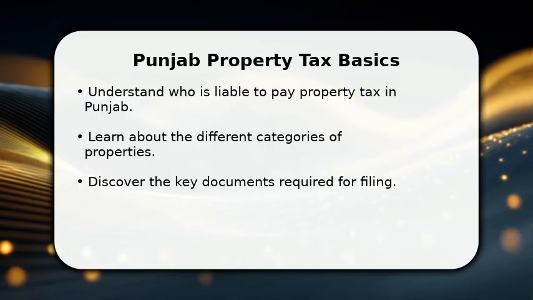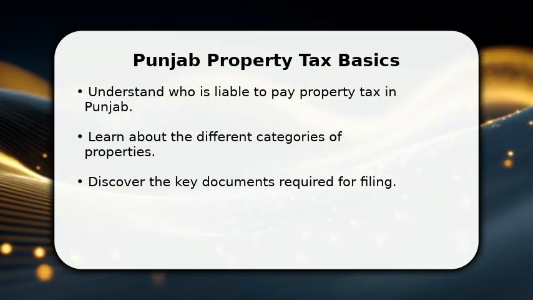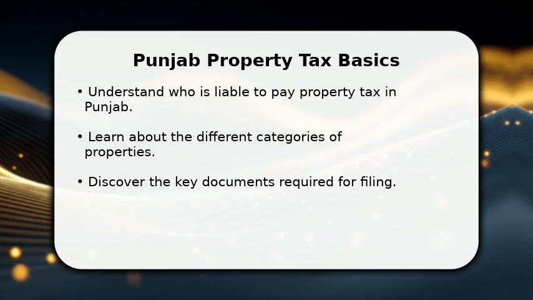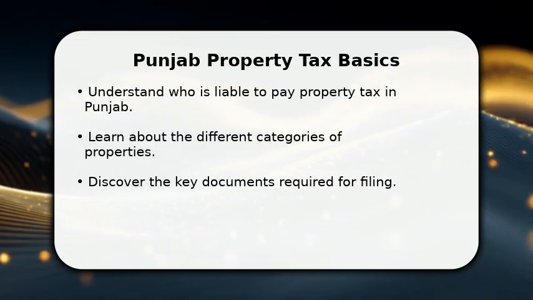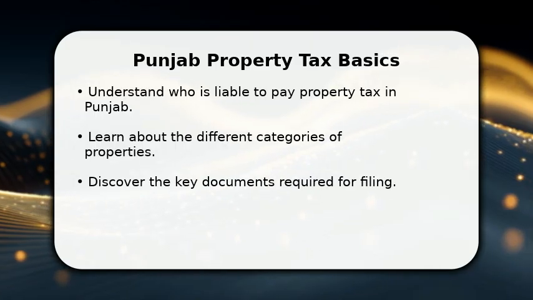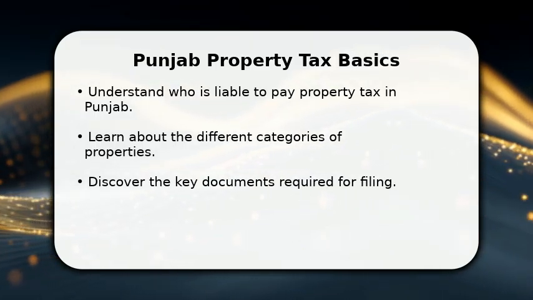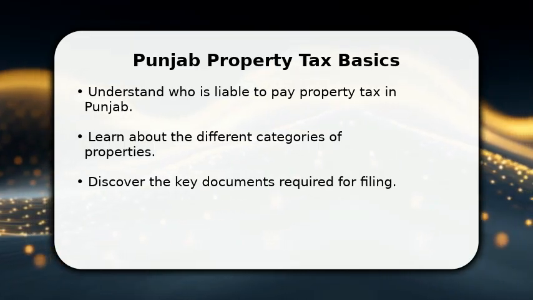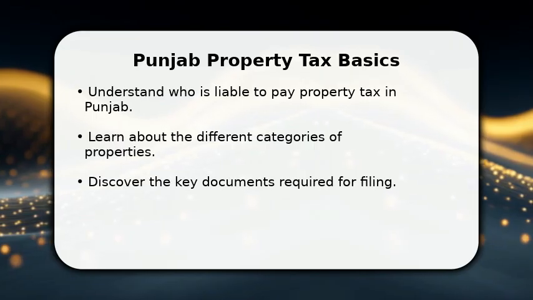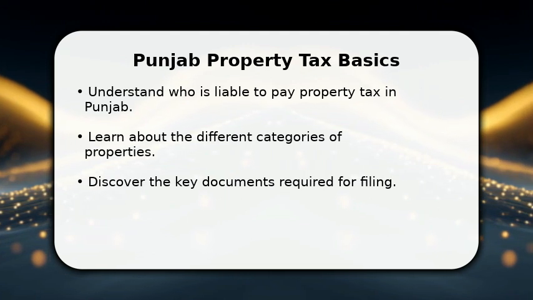In this video, I will explain how to fill property tax in Punjab. First, identify if your property falls under residential, commercial, or industrial categories. Next, gather essential documents like your property ID, previous tax receipts, and ownership proof. Knowing these initial steps ensures a smooth and accurate filing process. We'll cover each aspect in detail to help you navigate the system effectively and avoid common errors.